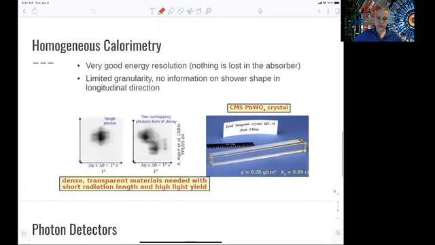So homogeneous calorimeters have typically very good energy resolution, and the reason for this is that nothing gets lost. Everything is being measured in the absorber, which is the detector. But that leads then to some limitations. For example, the granularity of the detector is typically limited. And then there's no longitudinal information about the shower development. You basically have one block, for example, a lead tungstate block, which is shown here, used for the measurement.